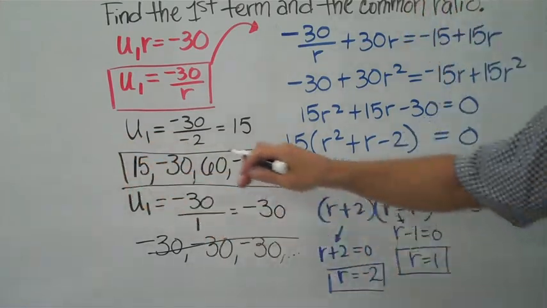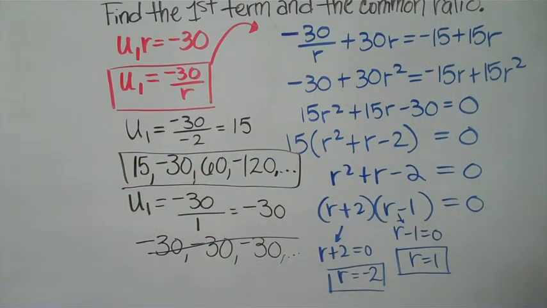Meaning our common ratio is -2, our R is -2, and our first term is 15. We've answered the question now.